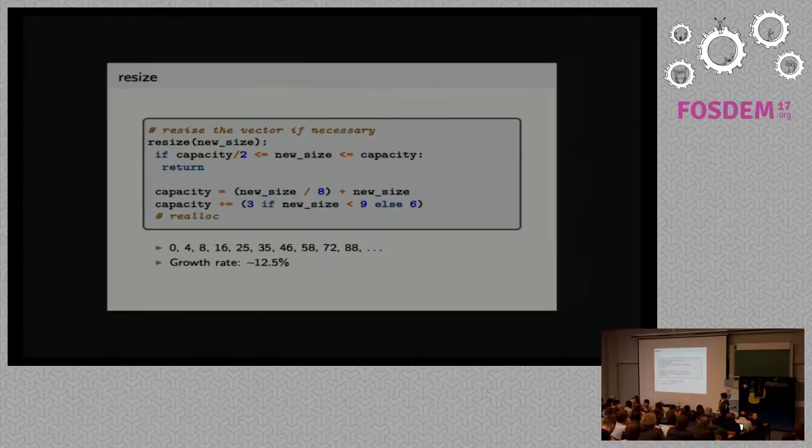This 12.5% is a trade-off between space and time. We want to have constant time insertion on average, but we also want to not waste too much memory. That's just a trade-off that has been made by CPython developers that seems to work.